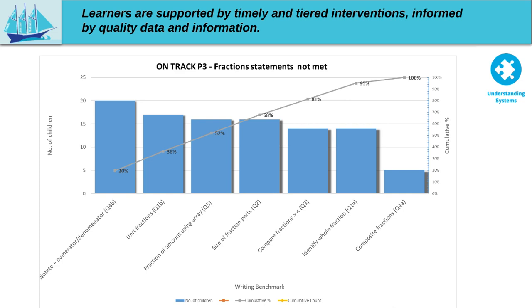Now, the teacher took notes about this situation, and it turns out that the children didn't know the phrases numerator and denominator. That's a really quick win for this class, and if the teacher applied 20% effort into teaching a couple of lessons around this, that would affect change in the system very, very quickly.